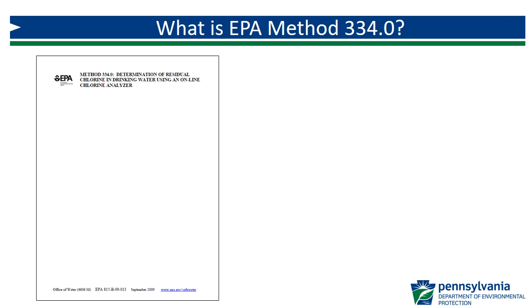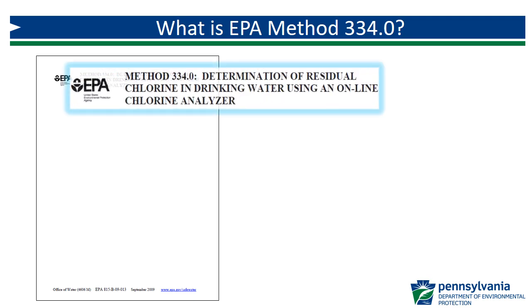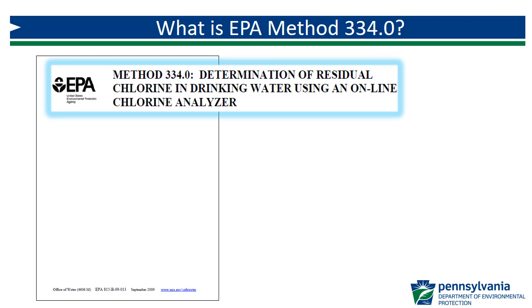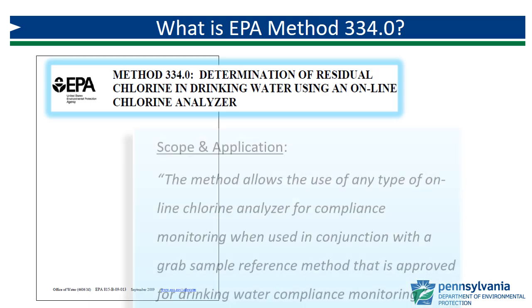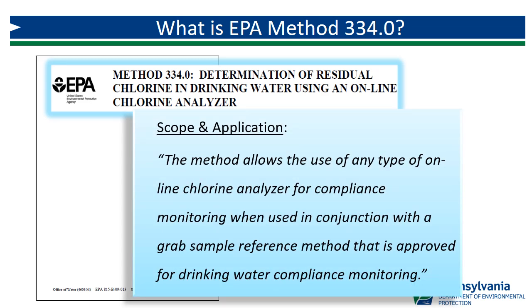Let's begin by discussing what is EPA Method 334.0. The full title is Determination of Residual Chlorine in Drinking Water Using an Online Chlorine Analyzer. It was published in 2009 by EPA. Straight from the method, the scope and application of the method is as follows. The method allows the use of any type of online chlorine analyzer for compliance monitoring when used in conjunction with a grab sample reference method that is approved for drinking water compliance monitoring. But what does that really mean?